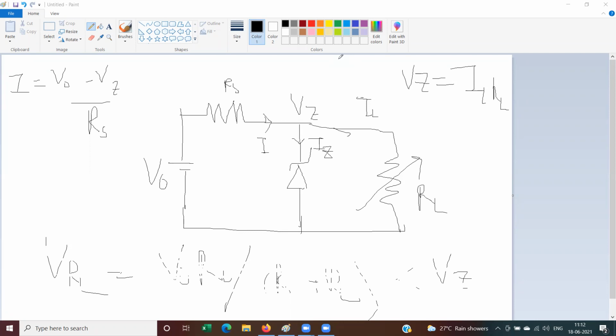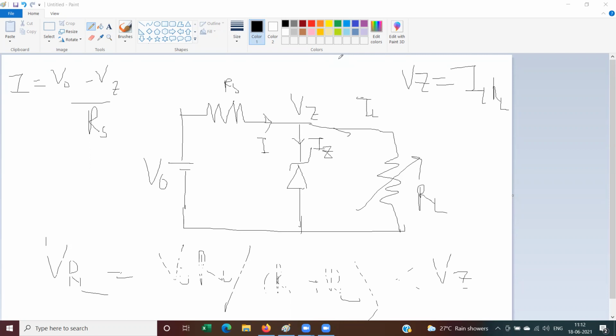So you see, if I increase the RL, IL is dropping, right? Yes, sir. Correct? So more the value of RL, less will be the value of IL in this circuit. You agree with me? More will be the value of RL, less will be the value of IL.